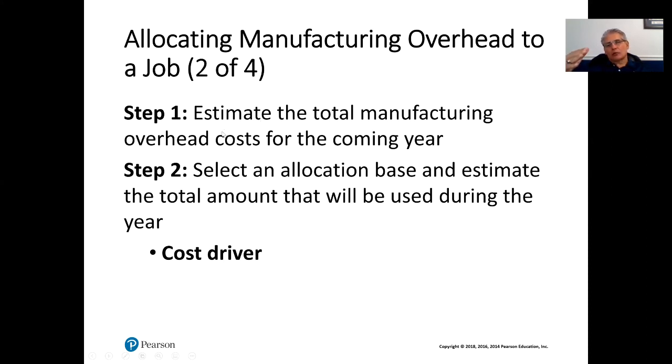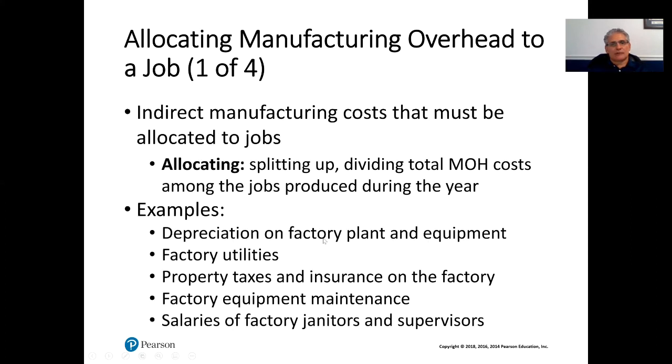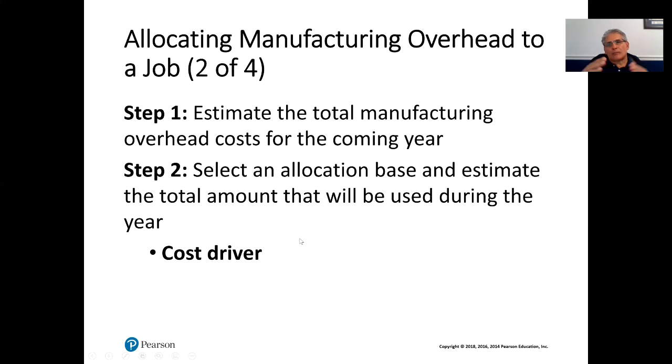So we're going to look at all of those costs that we just identified earlier: depreciation, utilities, property taxes, equipment maintenance, salaries of factory janitors and supervisors. We're going to take all those costs and plot them out for an entire year. We have to do a budget anyway, so this isn't any additional work. This is something that we're already doing.